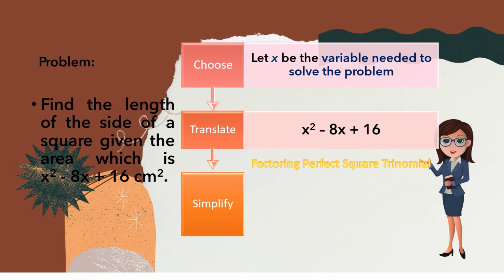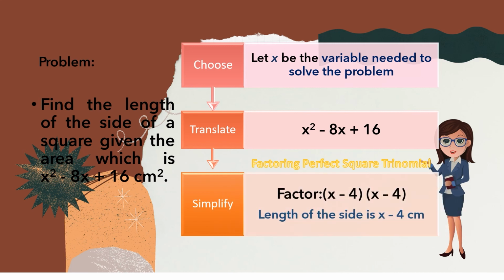Why is that so? Because the first term, which is x squared, and the last term, which is 16, is a perfect square. Also, getting the square root of these two, that is x and 4, multiplied by 2, satisfy the middle term, which is 8x. Therefore, the factor is x minus 4 times x minus 4. The length of the side now is x minus 4 centimeter.